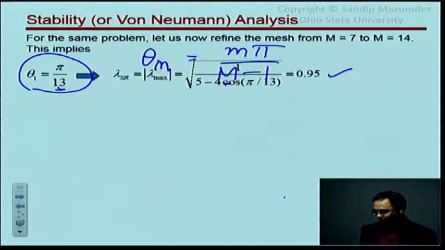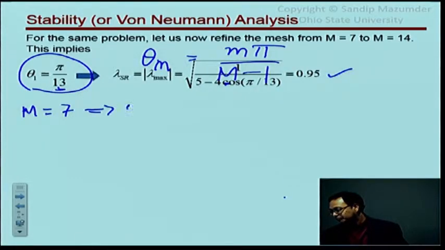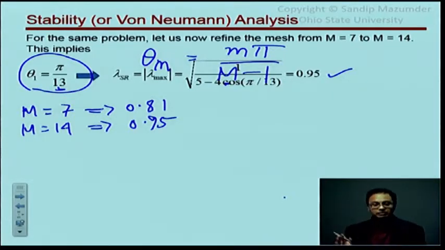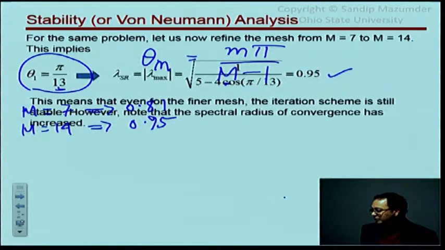So what has happened is, for 7 mesh points we got 0.81, and for 14 mesh points, 0.95. Same scheme, Gauss-Seidel, one-dimensional problem, our eigenvalue has gone up. It's still stable, so both will work. But we'll find out soon what that means. So with a finer mesh, the iteration scheme is still stable. However, note that the spectral radius has increased.